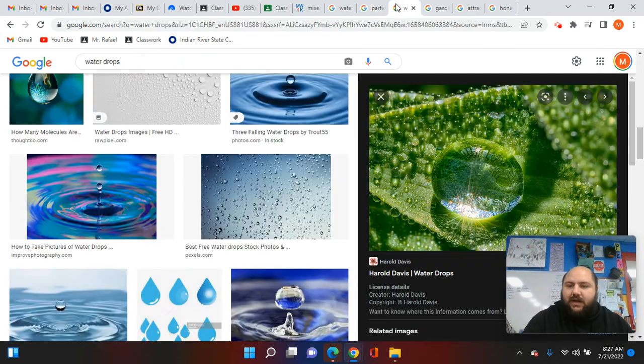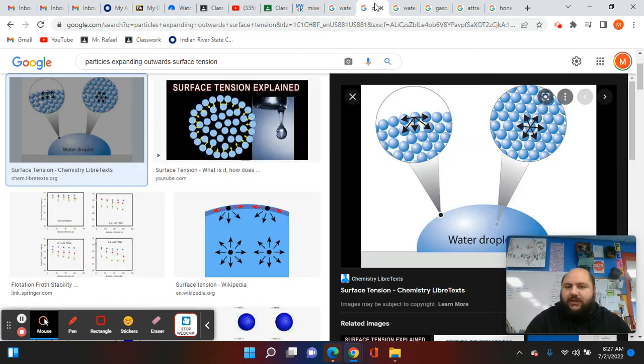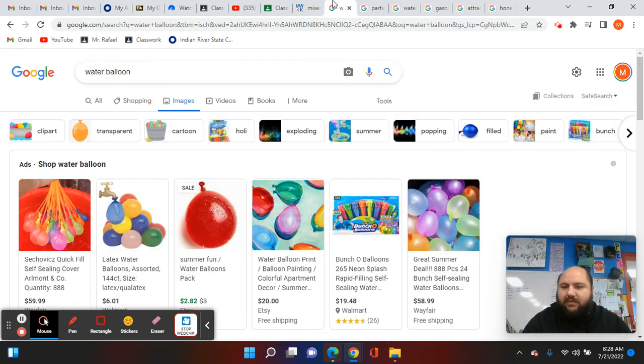So if you see a drop of water on a leaf, right? When you drop water on something, it tends to form into a little ball because the particles are all going outwards equally in all directions. Simple surface tension: if a liquid has surface tension, it will turn into a ball when it drops in little droplets. Think of a water balloon, right?